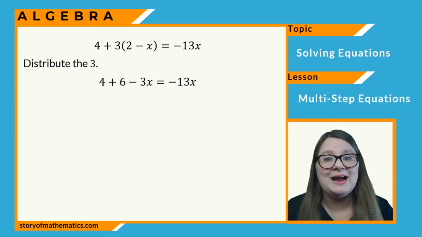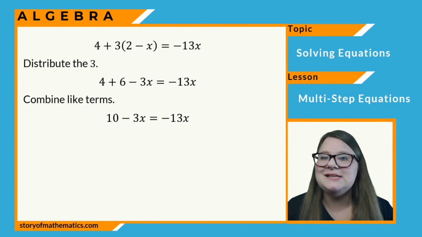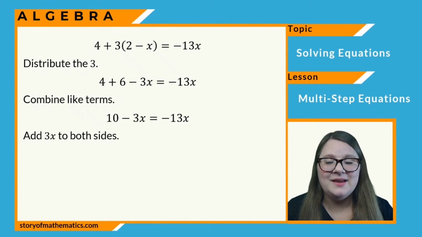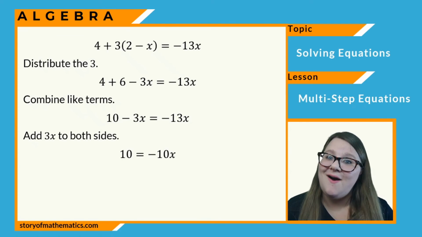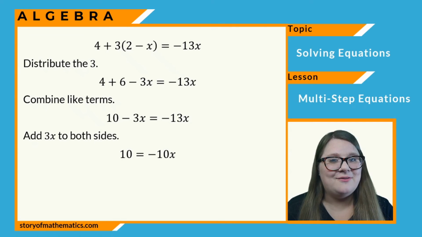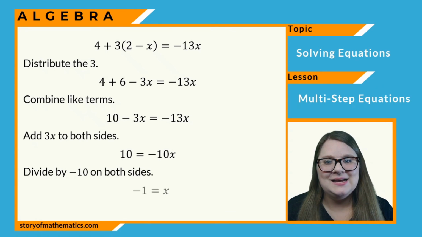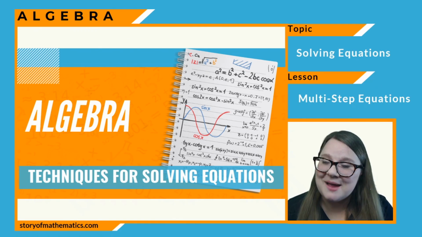In this case, that would be the 4 and the 6. So now I can turn that into 10. To finish solving, I need to move all of my variables to one side. In this case, I'm going to move the 3x over to the right-hand side by adding it. That way, I have all my x's together. Now, negative 13x plus positive 3x gives me negative 10x on the right-hand side. Now, I have 10 equals negative 10 times x. So to get x by itself, I will have to divide by negative 10 on both sides. That tells me that negative 1 equals x. And that is how you solve multi-step equations.